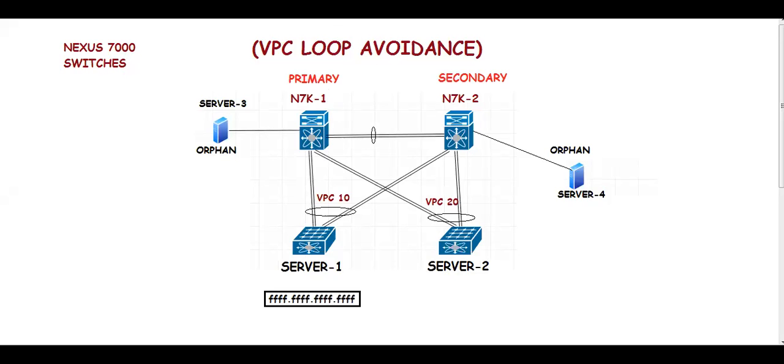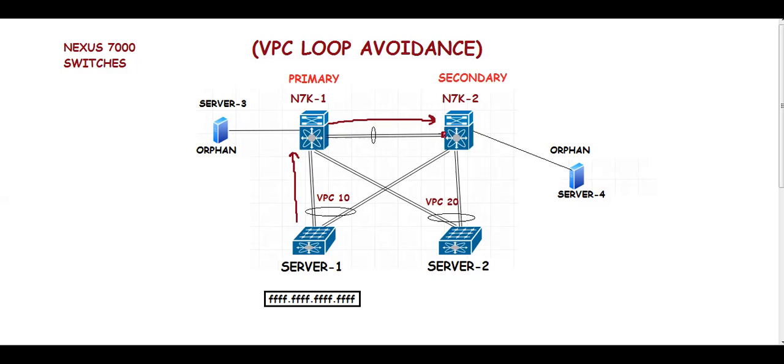Okay, so if we talk about the Nexus 7K devices, in the Nexus 7K devices there is a concept of a VSL bit. How exactly it works is, let's say server 1 sends a particular packet or broadcast to N7K1. It can be any broadcast packet or normal data traffic. Assume that server 1 sends a packet to N7K1, and N7K1 sends that packet to N7K2 over the peer link.